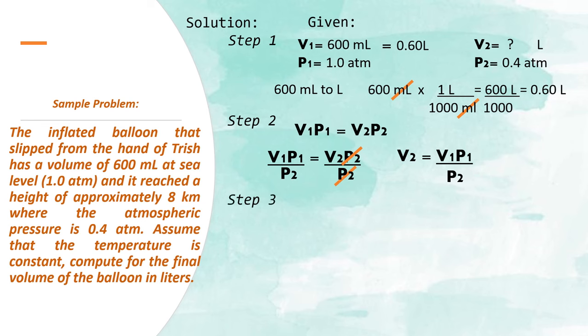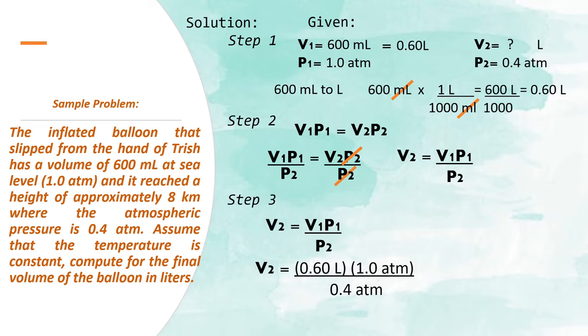Now, let us substitute all the given. Again, write the derived formula for final volume and then substitute all the given. Our initial volume is 0.60 liter. Ito po siya galing. And then, initial pressure is 1 atmosphere over final pressure natin is 0.4 atmosphere. Cancel na natin si atmosphere. Ang desired unit naman natin talaga is liter. Next, 0.60 times 1, there you have 0.60 liters over 0.4. We will just divide. The answer is 1.5 liters.